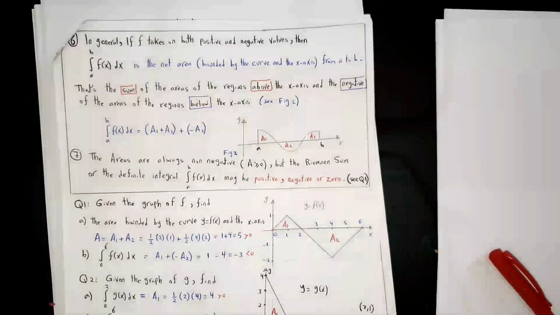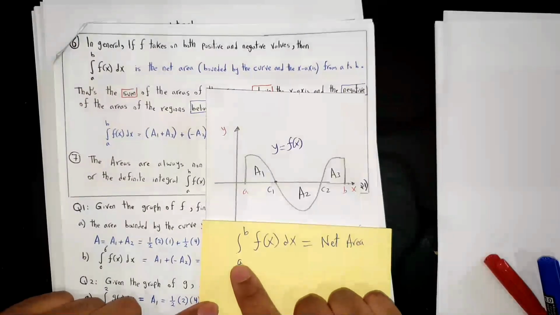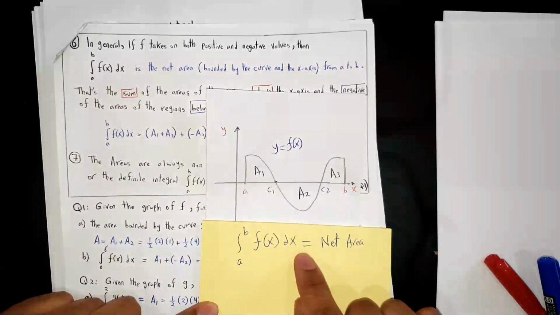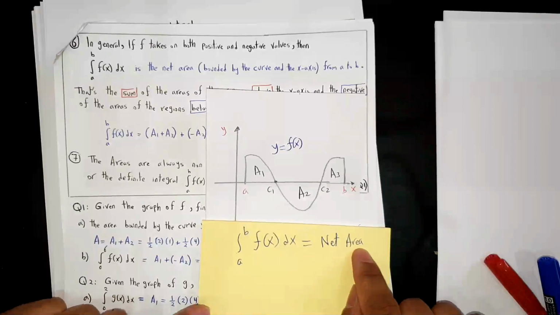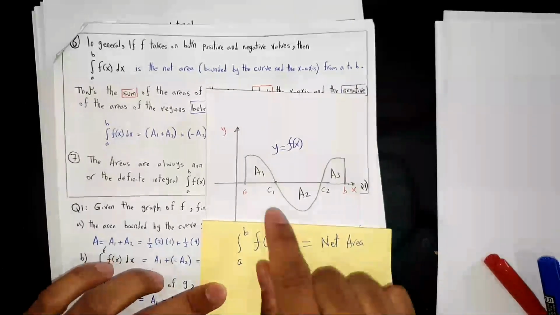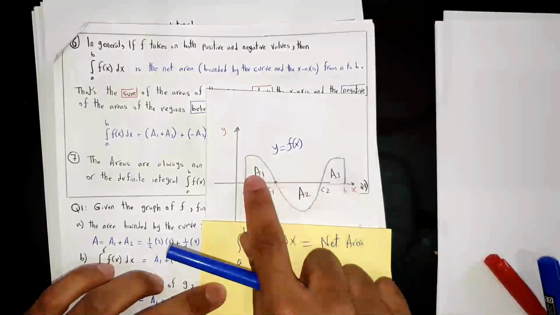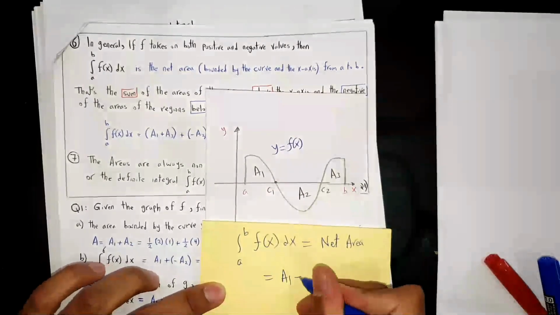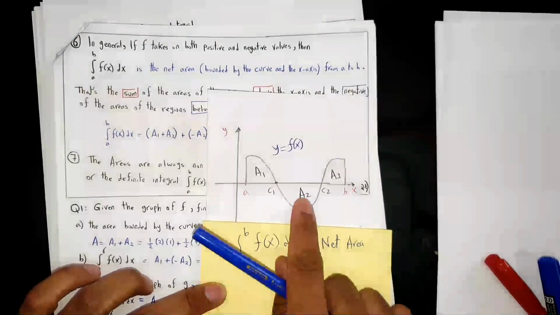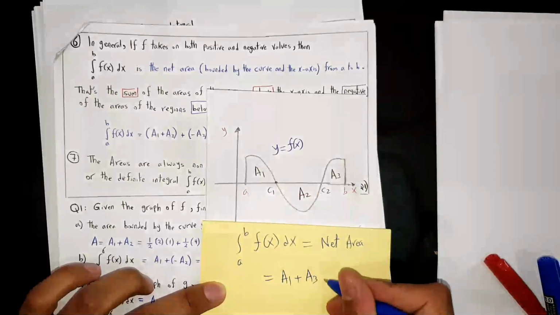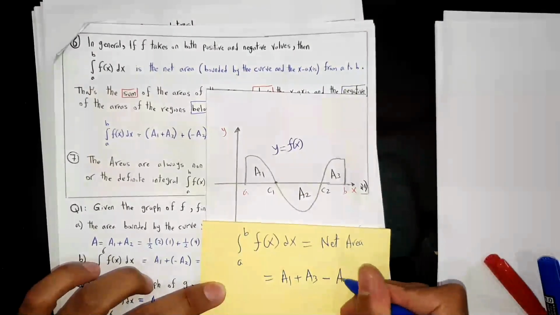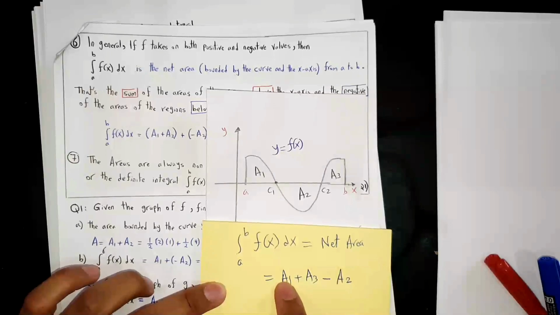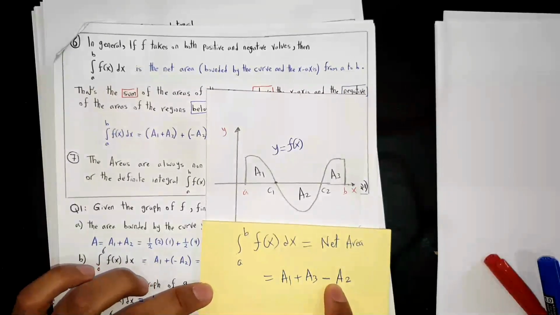See figure number 2. If we were asked to find the integral from a to b f of x dx, then it is equal to the net area. What is that? You will sum those areas above the x-axis, that is a1 plus a3. And for those areas below the x-axis, you will put a negative before the area. So the answer will be a1 plus a3 minus a2.